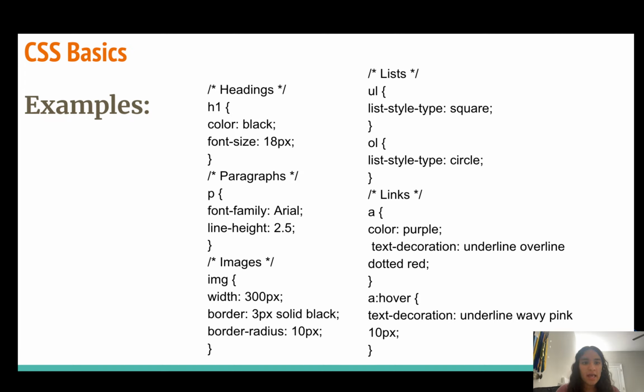And then a hover is if you wanted to hover over your link. So you could say that when you hover over the link, it gives you an underline that's wavy pink and it's 10 pixels, for example. So those are just some different things you can do with the CSS.